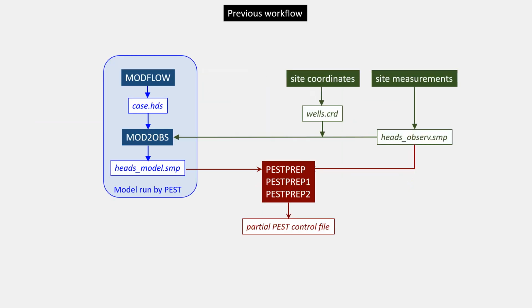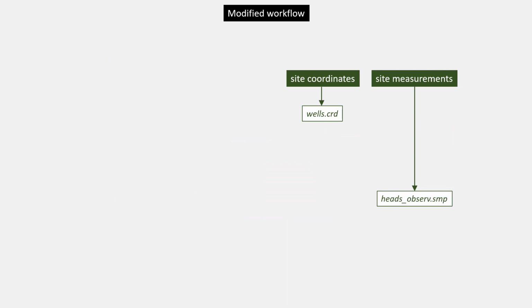So let's see how the workflow changes if we separate spatial interpolation or flow accumulation from time interpolation. Here's the previous workflow, and let's go back to assuming that we're interested in system states here to demonstrate this new workflow. So here's our measurements. Our site measurements are, let's pretend, heads. They're in a file called heads.observe.smp, and as I just said, we can have field measurements made at different times, it doesn't matter. And our site coordinates are in a file called wells.crd.